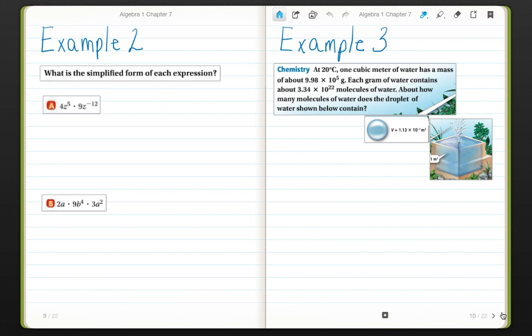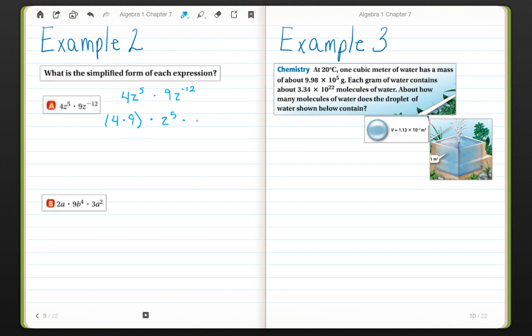So example 2, what is the simplified form of each expression? So here I have 4z to the fifth times 9z to the -12. So 4 and 9 are my coefficients. They can get multiplied together. So I'm going to group them: 4 times 9 times my z's, z to the fifth times z to the -12th.